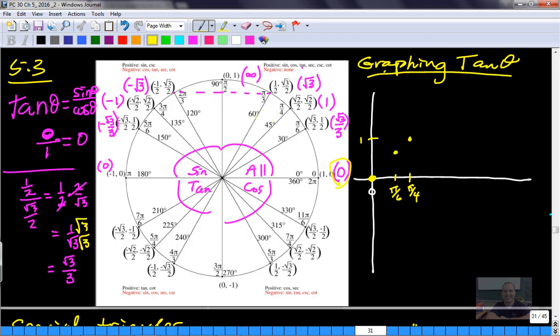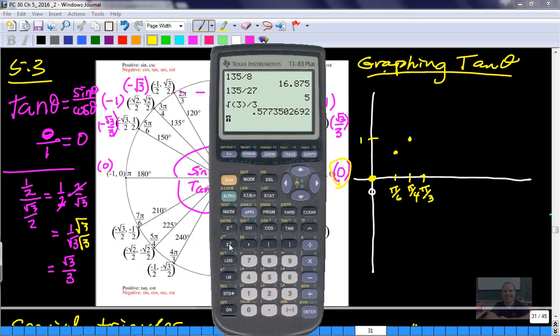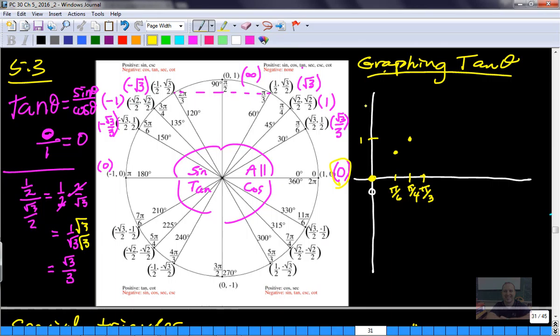The next one on our unit circle is 60 degrees, or pi over 3. And that value is the square root of 3, which is 1.732. So here's 2, so 1.7. Okay, am I going too fast? 732. This is okay? All right, so very much the same as what we did for sine and cos, except this is tan.